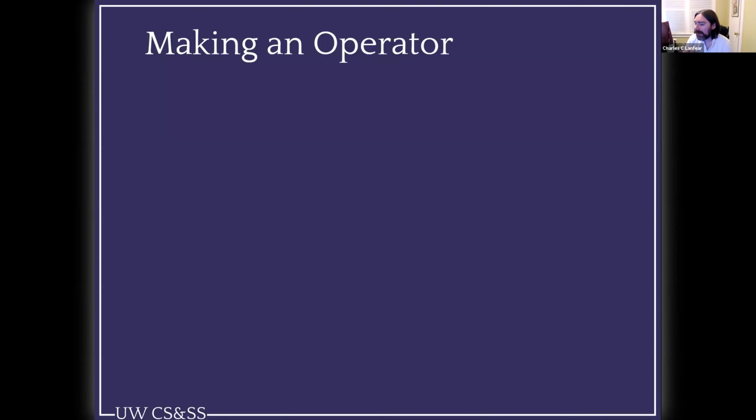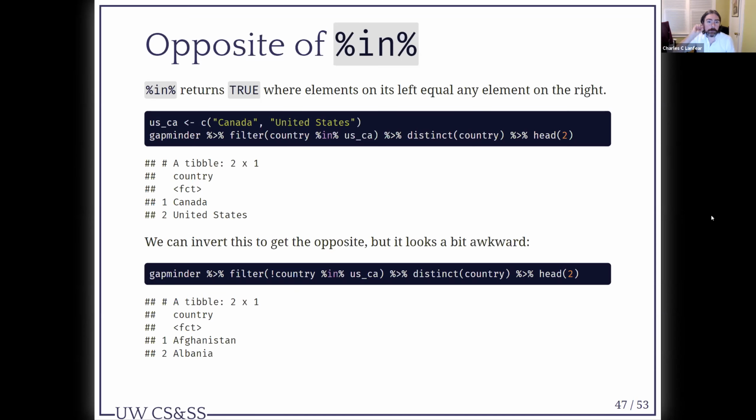Okay. One last example I want to give is making an operator. I just added this on Tuesday because I was like, hey, why not? Let's do something weird. So if we remember, the %in% function is a logical operator that returns TRUE wherever the elements on its left are equal to any one of the elements on its right.